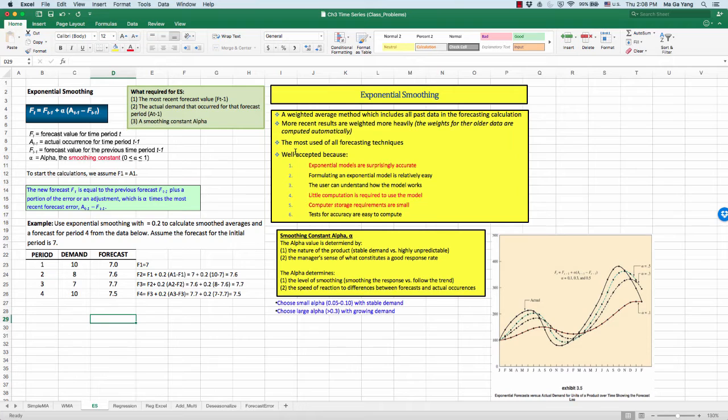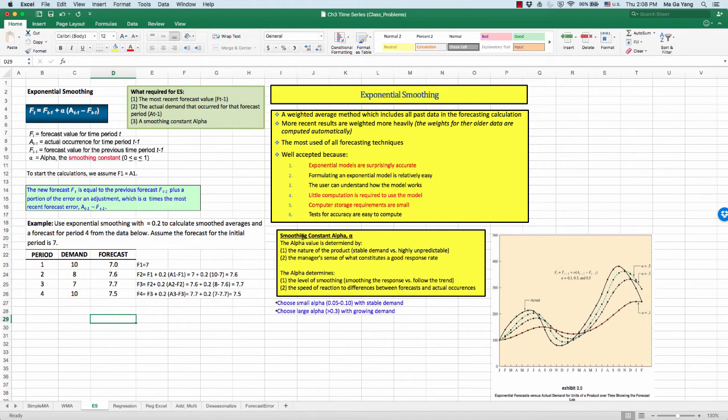over the years, the exponential smoothing method has been well accepted for many different reasons, but a couple of them are here. Exponential models are surprisingly accurate. It generates very accurate results, and little computation is needed. And the computer storage requirements are small because it does not have to carry a large amount of historical data.